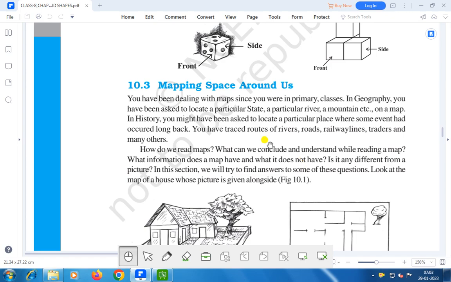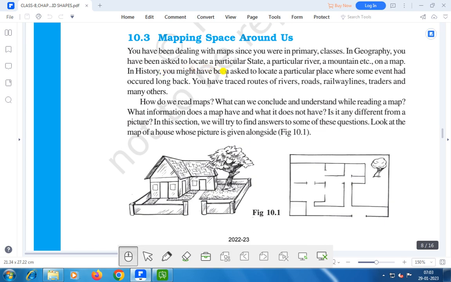Hello everyone. Today I'll discuss mapping the space around us. We have been dealing with maps since we were in primary classes. In geography, we have been asked to locate a particular state, a particular river, mountain, etc. on a map. In history, you might have been asked to locate a particular place where some event had occurred long back. We have traced routes of rivers, roads, railway lines, traders, and many others.